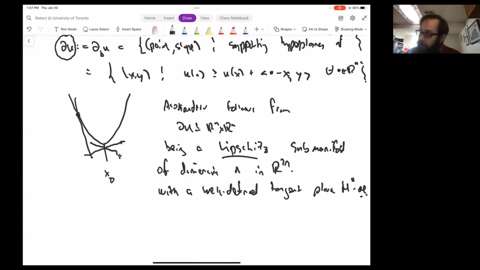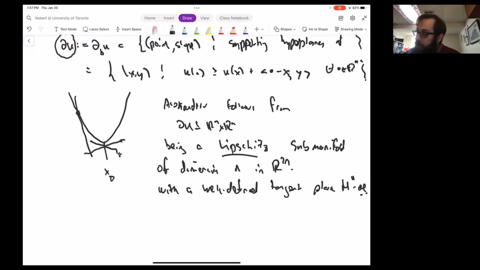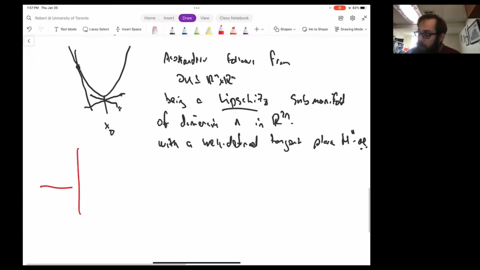And again, the picture, somehow the picture is clear in one dimension, I hope. So in one dimension, the set of point slope pairs which support a convex function is some non-decreasing curve in the plane. And sorry, I guess this was supposed to be a one-dimensional picture. Well, the nice thing about this proof is that the one-dimensional picture works in n dimensions as well. So this is, let's say, x, and this is y. And I'll just write n, and we can think of n being 1 for the moment.